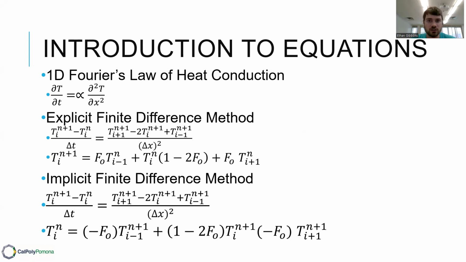Now, the introduction to the equations used. We first use the one-dimensional Fourier's law of heat conduction, and from that we can manipulate that equation to get the explicit finite difference method, which uses past known values to solve for future variables, while the implicit finite difference method uses concurrent values to solve for itself.